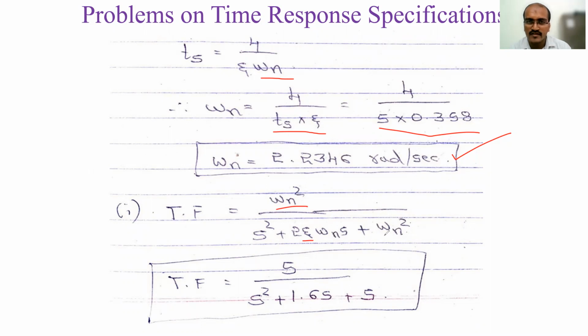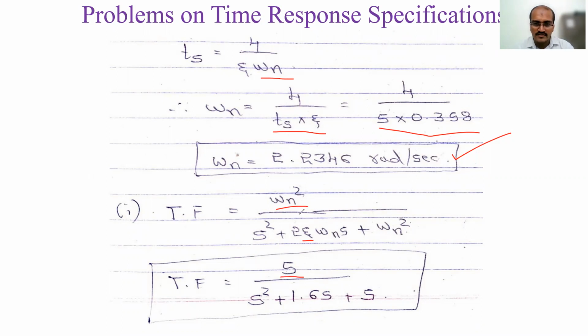In this problem, they have not given any system: no mechanical mass-spring-damper system, no differential equation, and no G of s, H of s. They have given the peak overshoot. So from the peak overshoot, we are finding the system transfer function by substituting into the standard transfer function. Find omega n, which is 2.2346, take the square of this, and you will get 5.00 something, so 5 you can write.